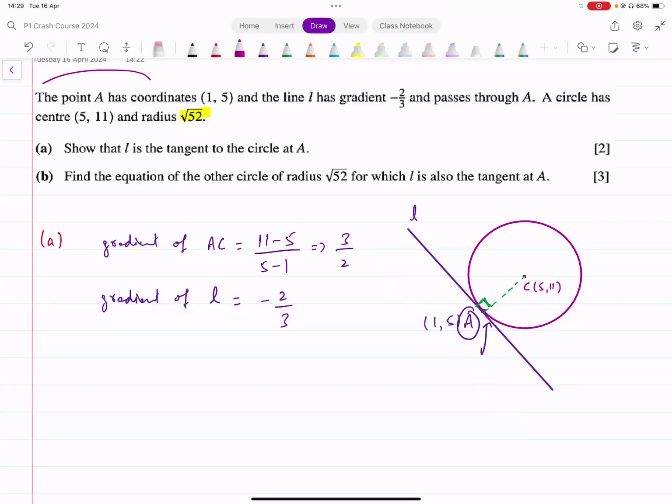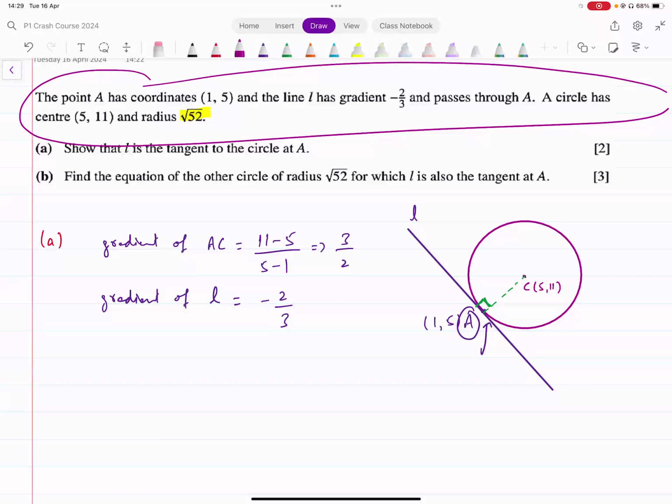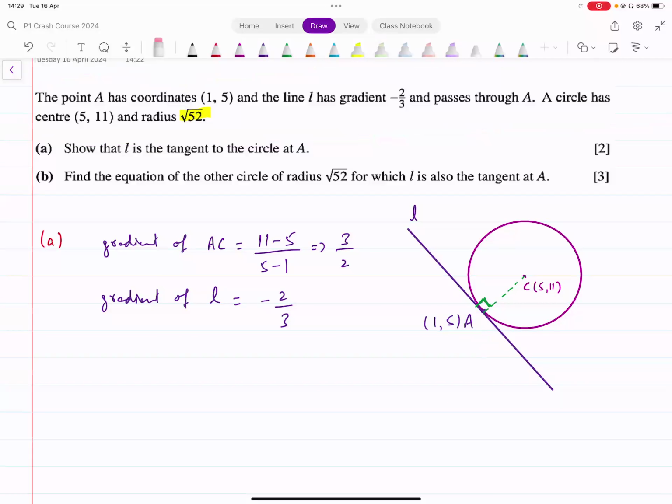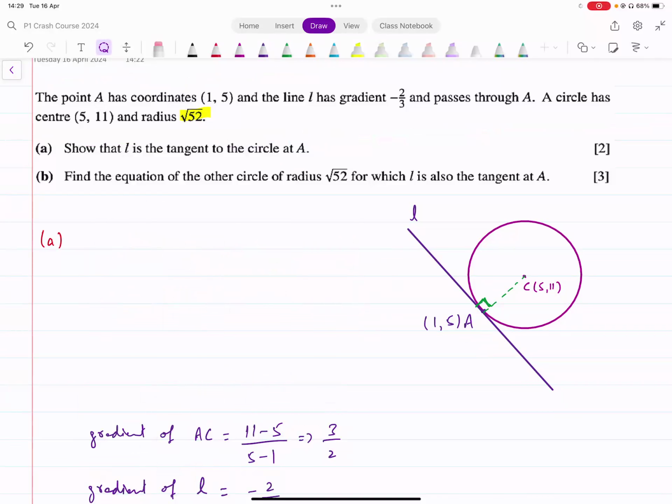Nowhere in the question do they tell us that the point A lies on the circumference of the circle. So we also need to prove that the point A lies on the circumference. In fact, that should have been the first thing that we proved, because otherwise you can't have a tangent at the point A. So how do you prove that the point A lies on the circumference?